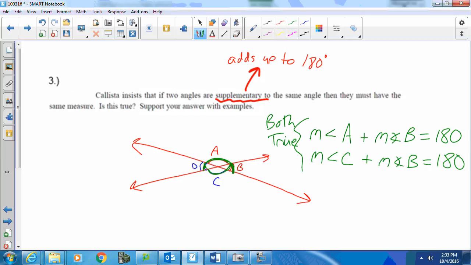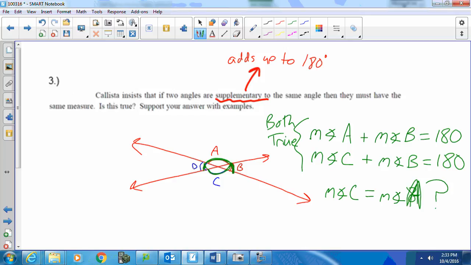Okay, now, looking at this, if A and C are supplementary to the same angle, does that mean that the measure of angle C is equal to the measure of angle A? Okay, is that true? I want you to think to yourself, does that have to be true?